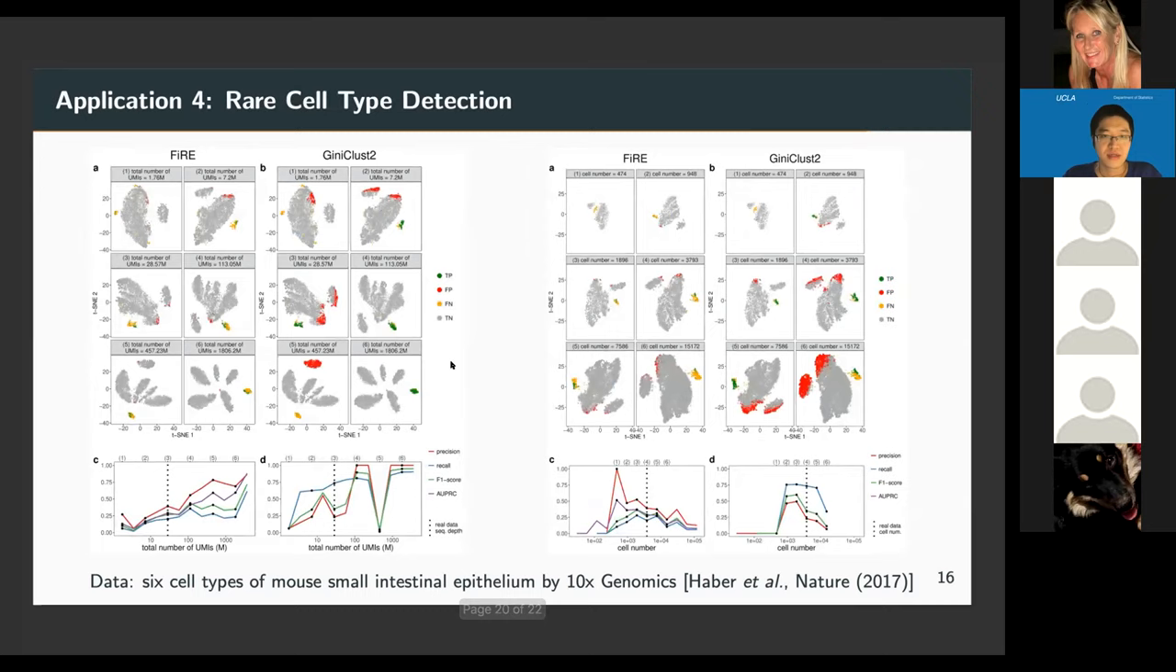And then we can also do a similar type of analysis for rare cell type detection. So here I have two rare cell detection methods, and we can also draw the rare cell type detection accuracy curve, where we have the precision, recall, and F1 score. And for the FIRE method, we also have the AUPRC. So also in the first scenario, where we increase the total sequencing depth, the performance becomes better. And in the second case, there's a bowl-shaped curve. And so this type of curve can help us determine the best experimental design parameters.